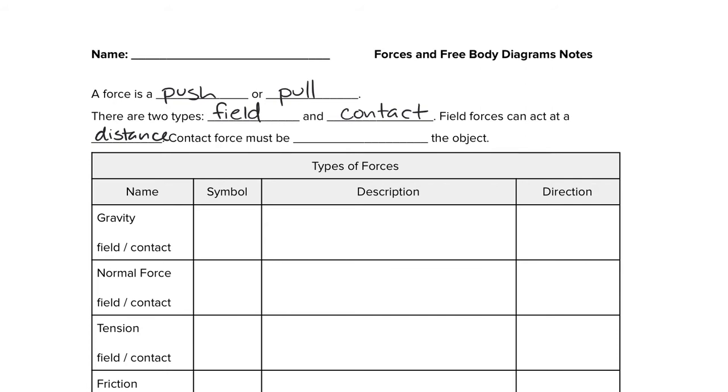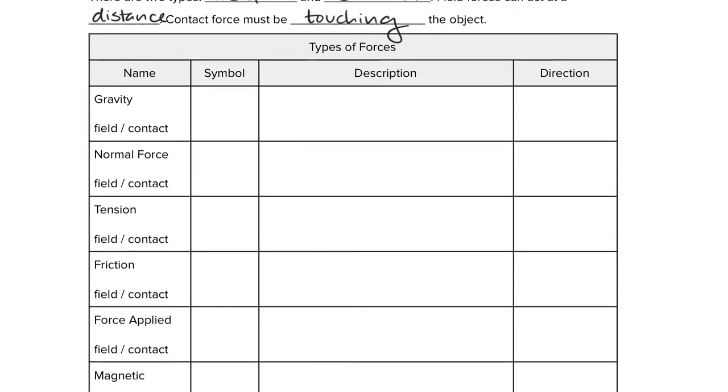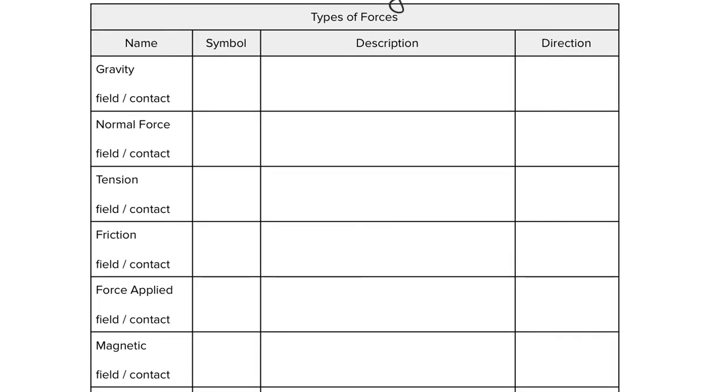The flip side of that is contact forces. Contact forces must be touching the object in order to act. Okay, so field forces don't have to be touching. They can be far away and still have an effect, but contact forces have to literally be touching the object in order to have an effect. So we're going to look at some examples of forces down here and categorize them into field and contact.